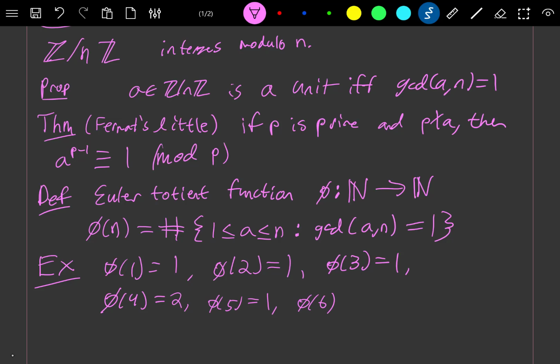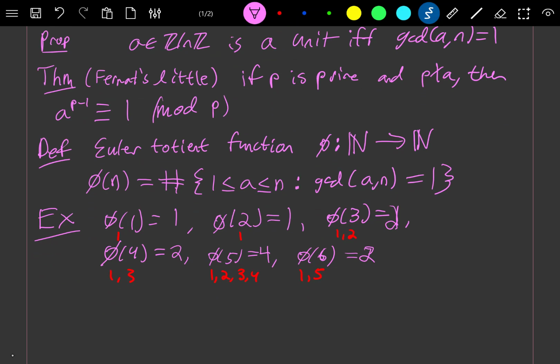So 1 has GCD 1, 2 does not, 3 does not, 4 does not, but 5 does. So, oh, I lied. So this is 2, because here we have 1 and 5. Here, for 2, we have 1 and 2. Here we have 1, 2, 3, and 4. Here we have 1 and 3. Here we just have 1. So these are the sets of things with GCD 1 that are less than n.